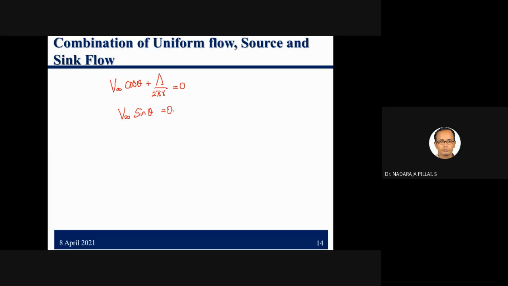Now, I want you to solve this. Solving for r and theta, we can find these stagnation points, right? Somebody can try to calculate what it is? V infinity cos theta plus lambda by 2 pi r equal to 0. I want to calculate r and theta from these two equations. So please calculate r and theta.